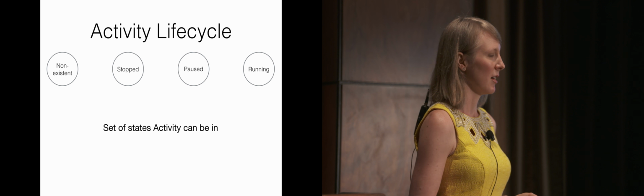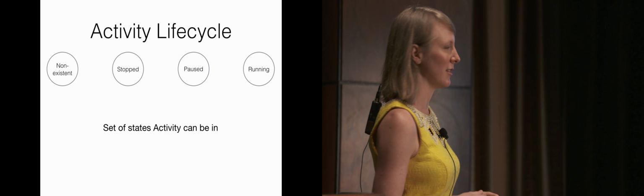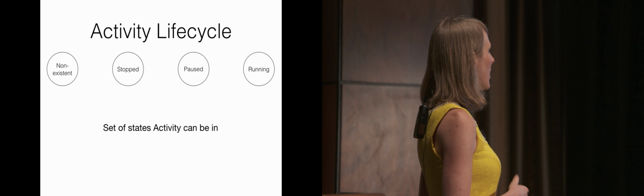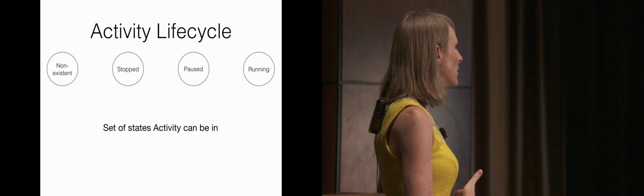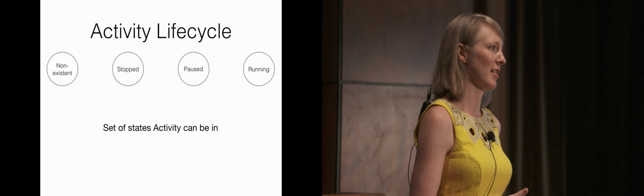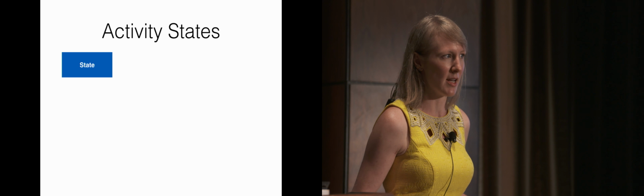So let's talk for a minute. What are the states that are part of this activity lifecycle? I think of them as 4 main ones. There's 3 outlined in the documentation, but ultimately we have non-existent, stopped, paused, and running. What's important is to understand what it means that an activity is stopped or non-existent. There's 3 key things to know about each state.